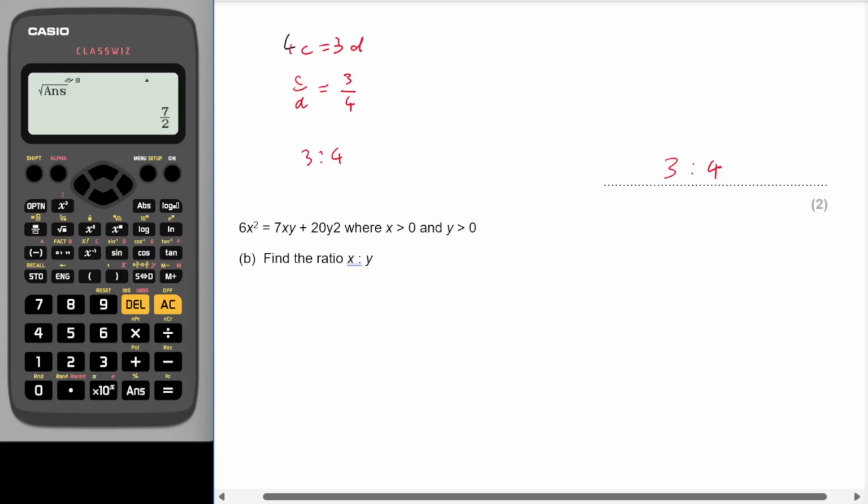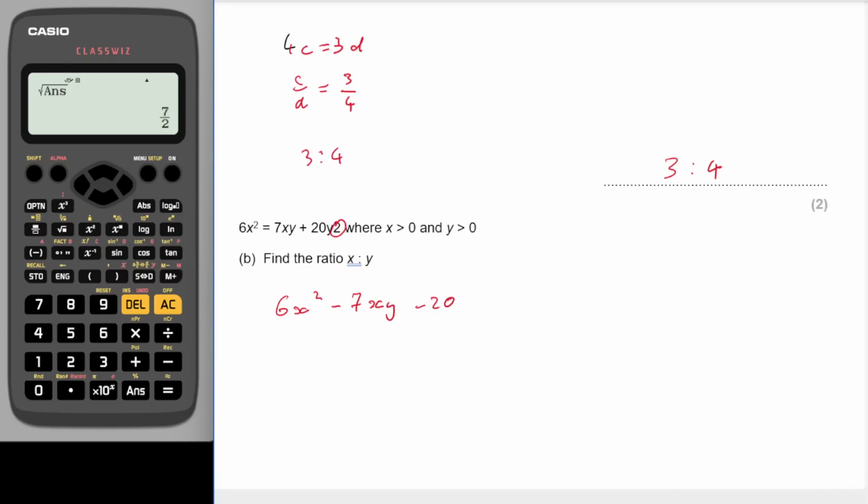Right, okay, so I'm going to take everything over to the left. That should be a squared, by the way, so it's obviously formatted not correctly. Hopefully you've spotted that though. So x squared minus 7xy minus 20y squared is equal to 0.